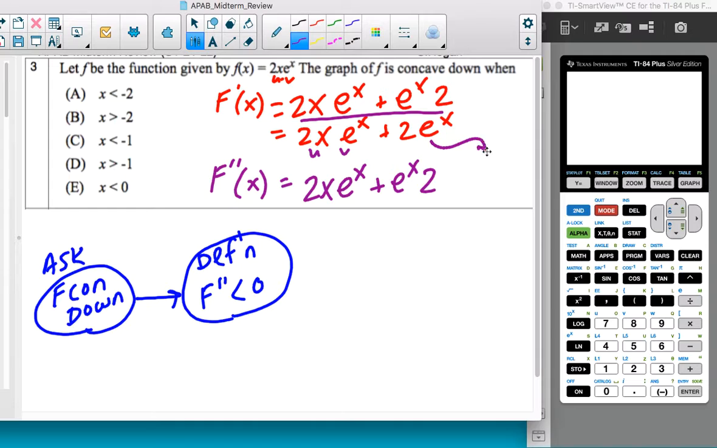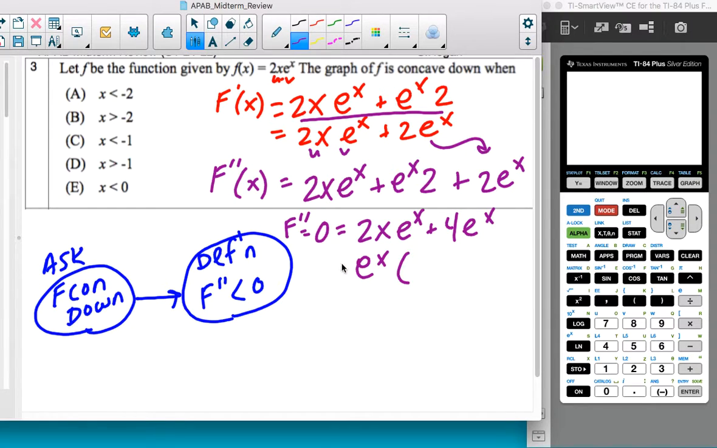And then I need to remember to differentiate this guy, which is just going to be a 2e to the x. So I get 2x e to the x plus a 4e to the x, and then I need to find when this thing is equal to 0, right? I want to find when f double prime is 0, so I can factor. I take out an e to the x as my GCF, and I could take out a 2e to the x actually if I want to make my life even easier.